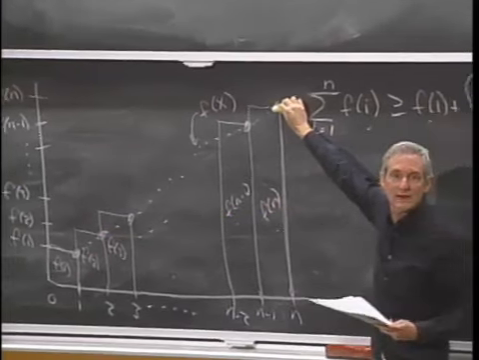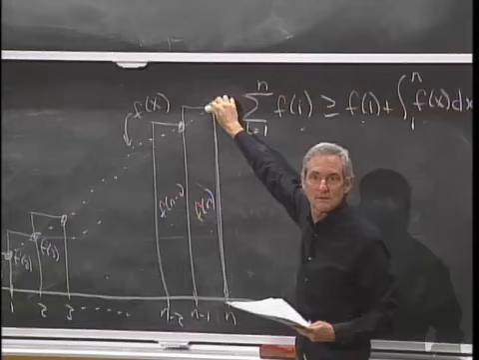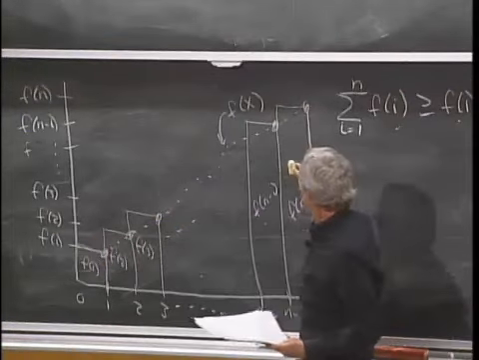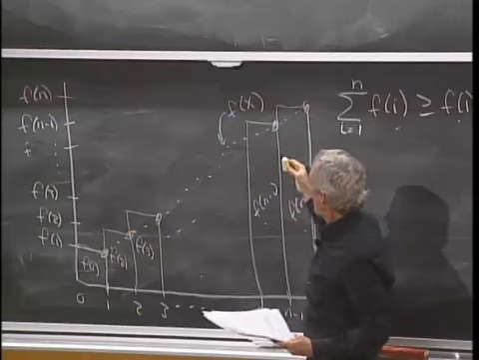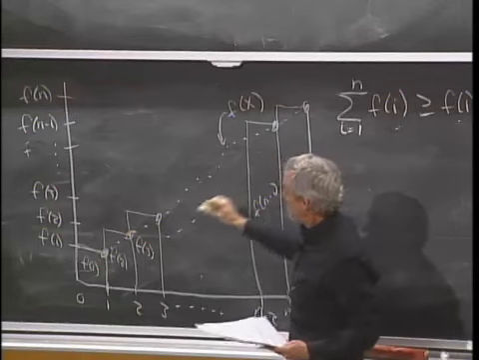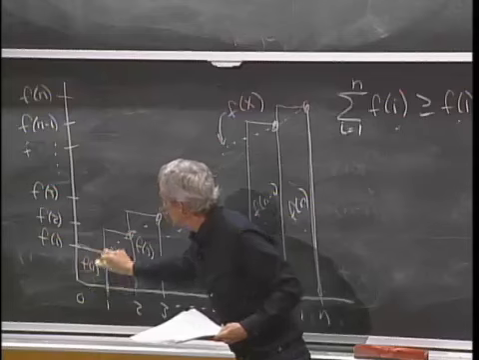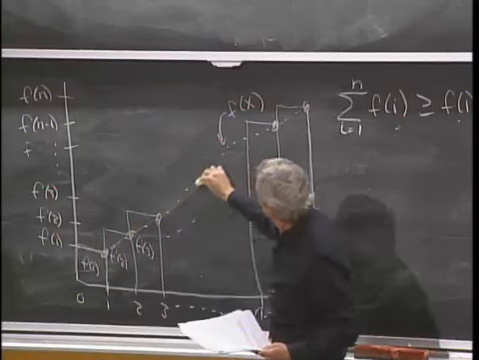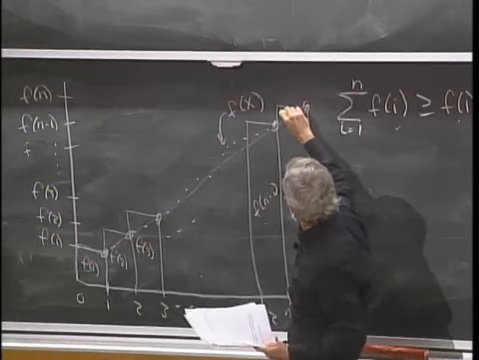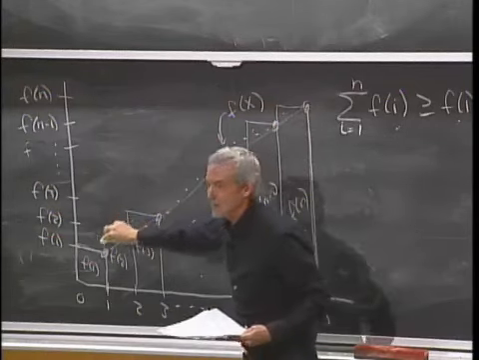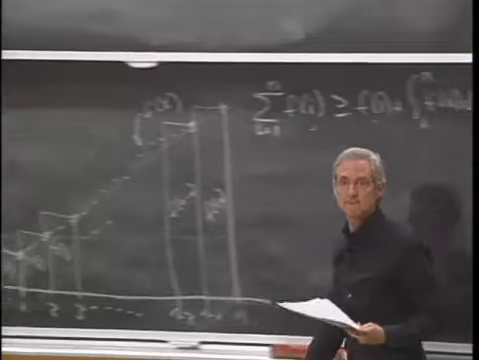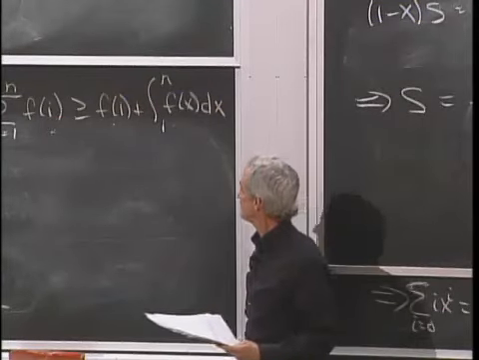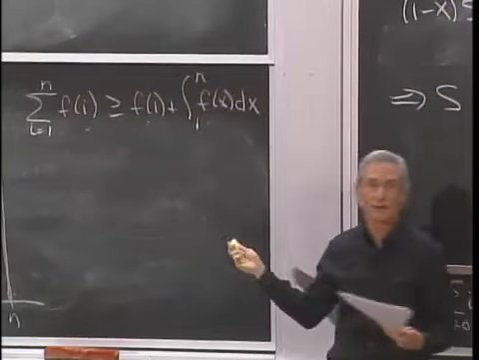Does everybody see why that is? I'm saying the sum is the area in the rectangles. That's pretty clear. And that is at least as big as the first rectangle, f of 1, plus the stuff under the curve, which is the integral. And I've chopped off these guys. That's extra. Is that all right? It's a lower bound? Any questions on the lower bound?